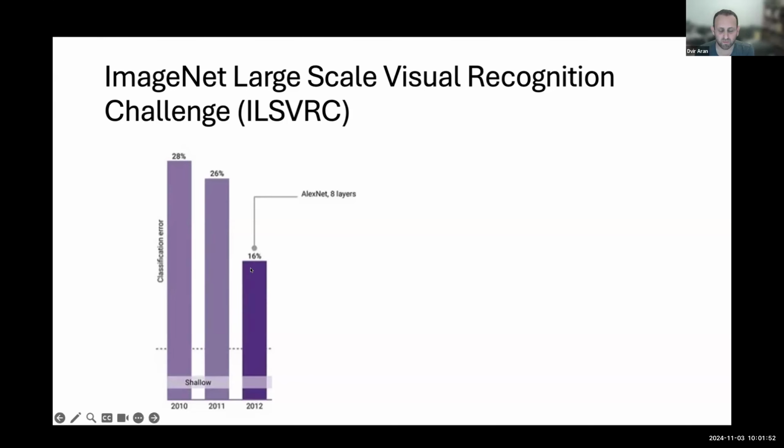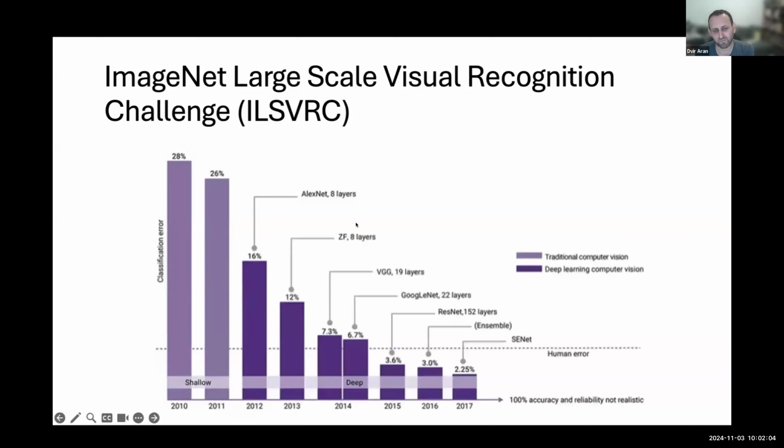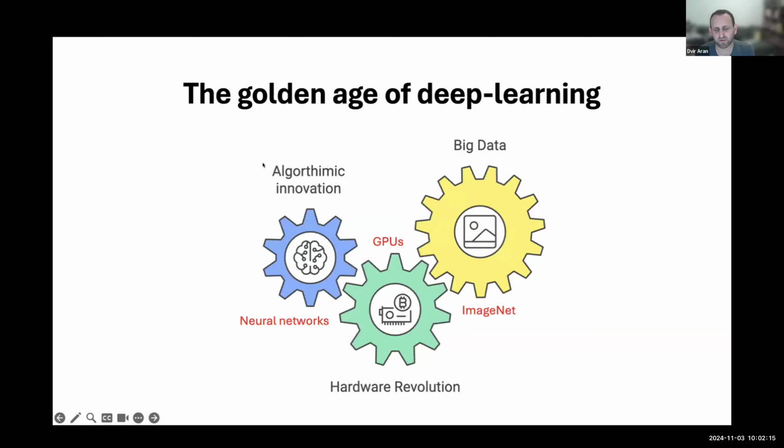But this paper really made everybody understand that this is where we need to go. This is much better than what we had before. And in the coming years, more layers, improved algorithms, until we got to a point where the algorithms are better than the human error. So just to summarize, this paper combined those ideas of neural networks with GPUs, which allowed creating neural networks with enough neurons to really be able to learn something, and connected it with big enough data sets.